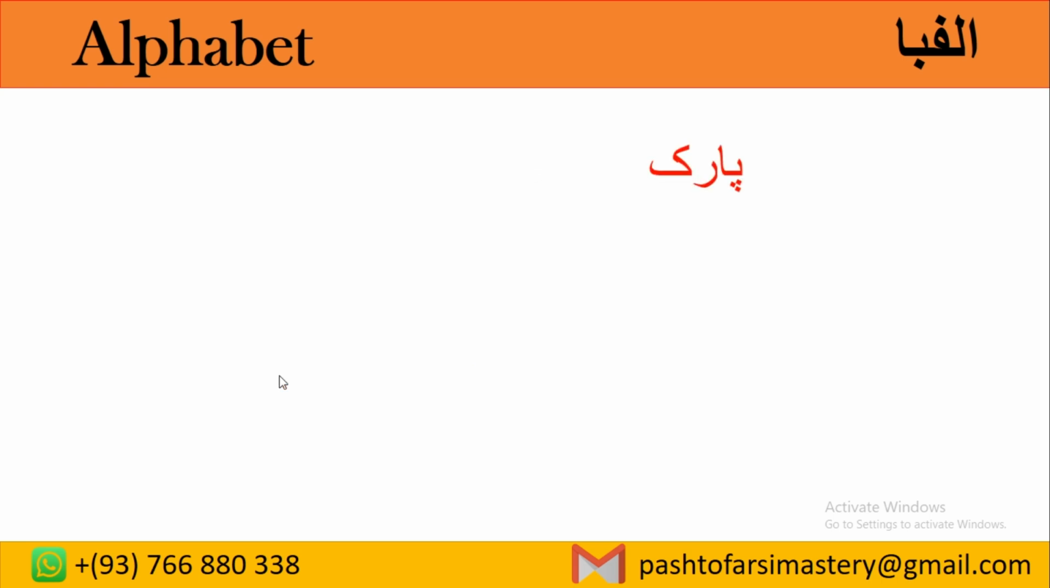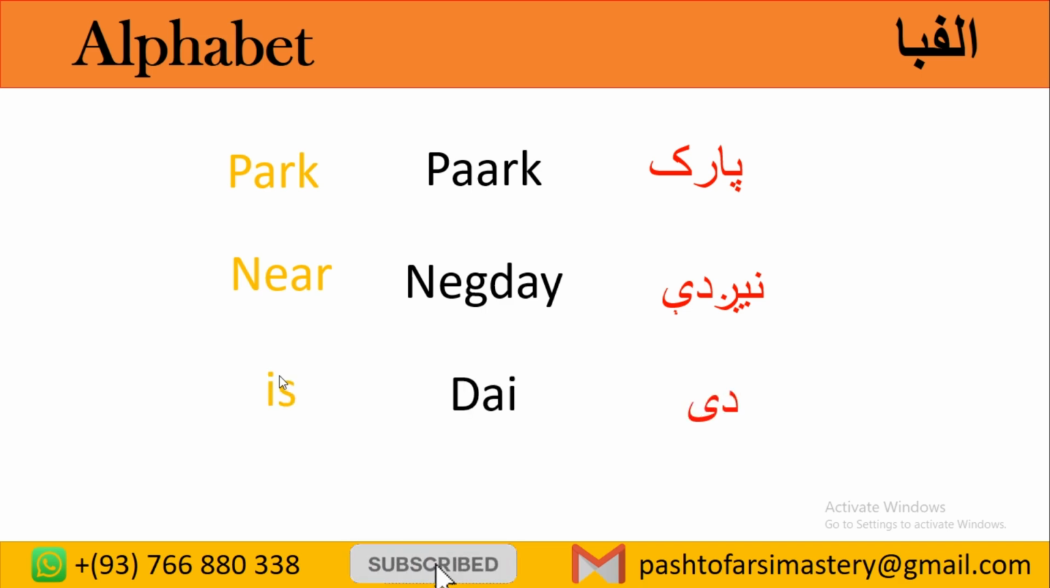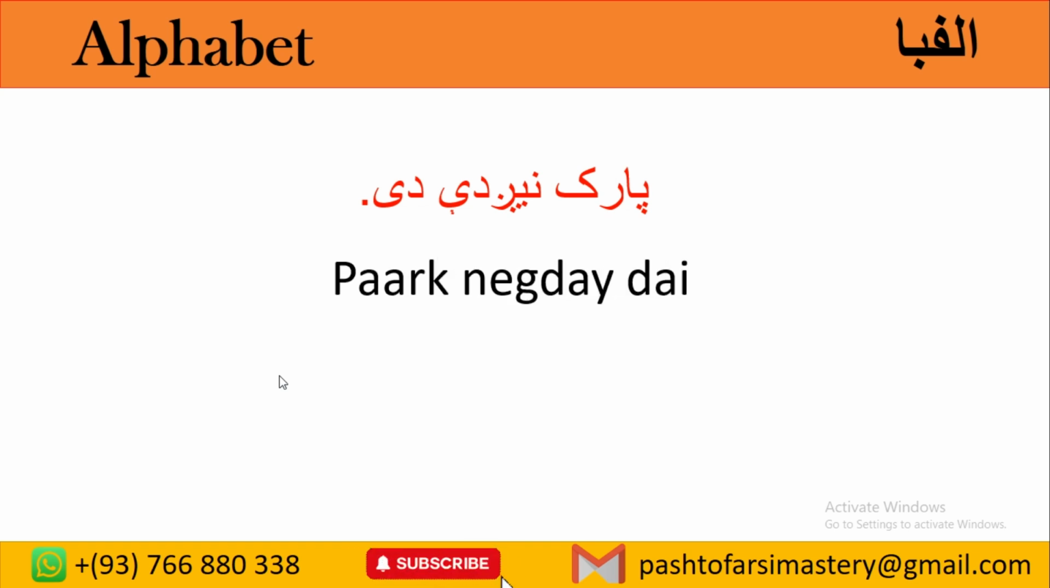For example, we have a word like park. Park in English is park. Nigde means near. In the previous lesson we had was, and this is the verb is. In a sentence you can say park nigde de. Park is near.